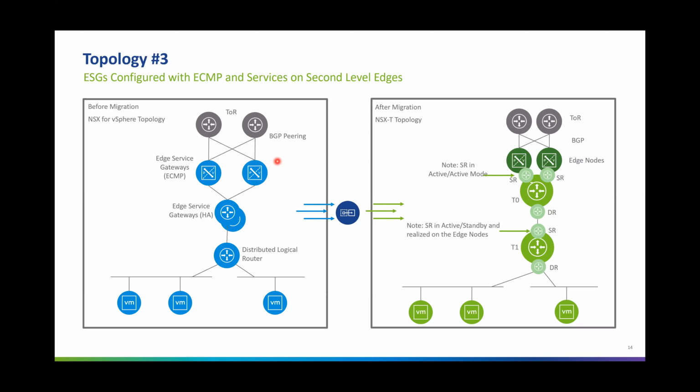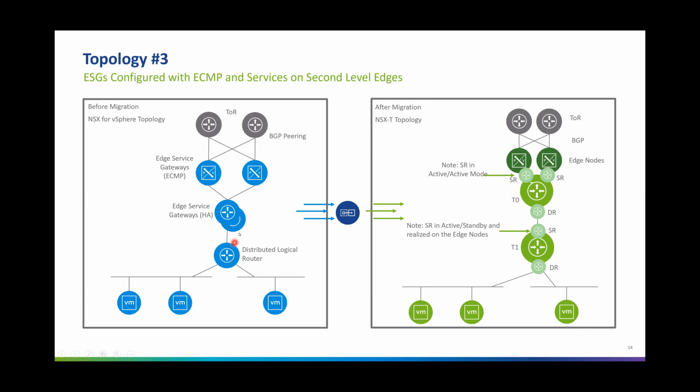So if I wanted to do something like a stateful service below the ECMP edges, I have to stand up another set of edges. These would probably be in an active standby mode. And then below that, I would have my distributed logical router. So that's why that structure looks like that on the left. And that's pretty common. If I'm doing something with ECMP, I need to do some services, I put those edges there. And then at the very bottom, I have my segments that I built, my universal logical switch or my regular logical switch, and my workloads plug in.